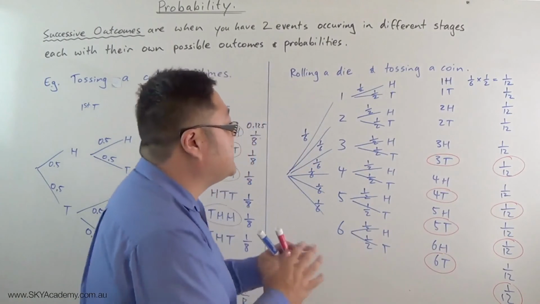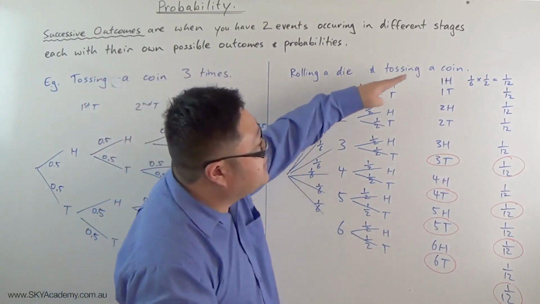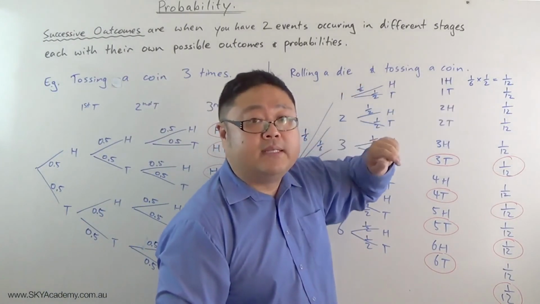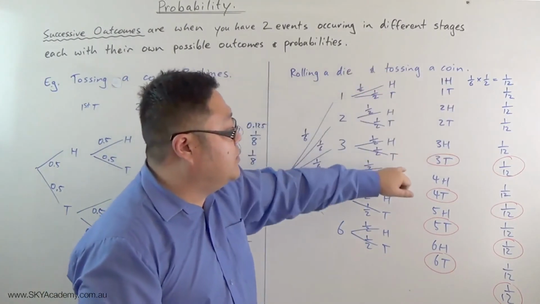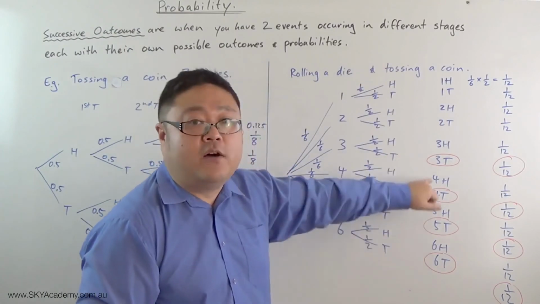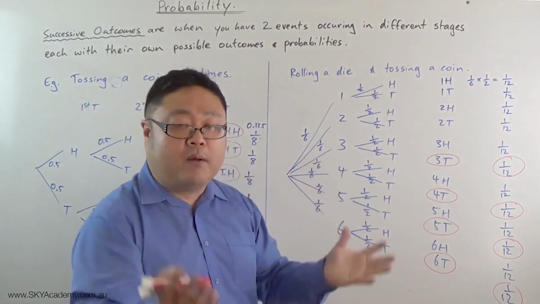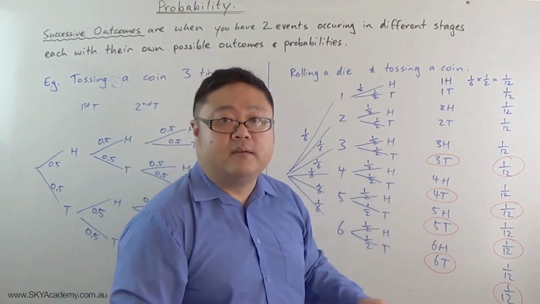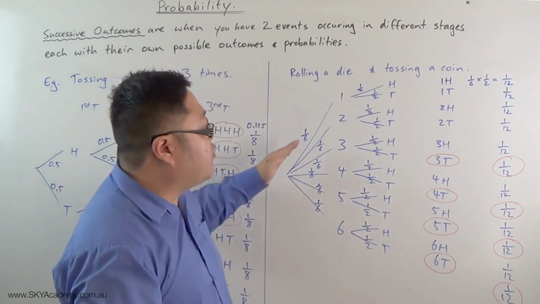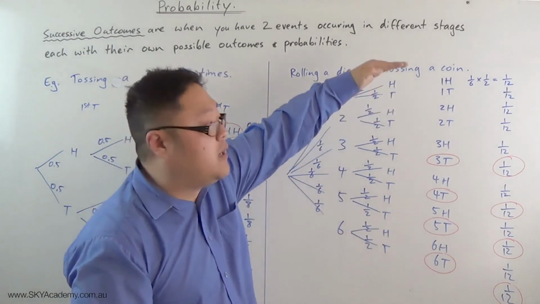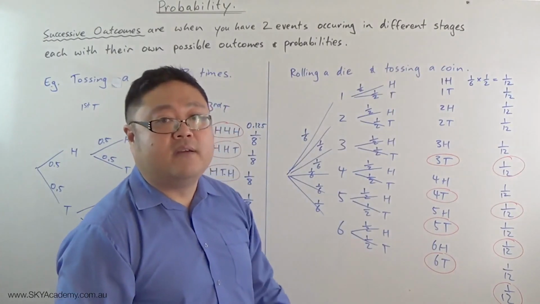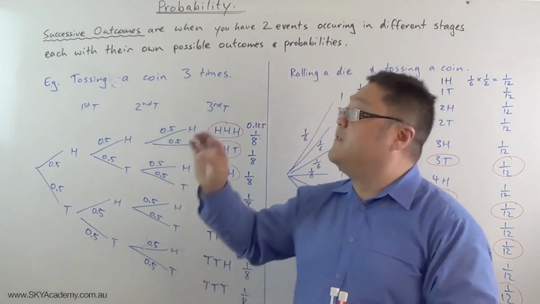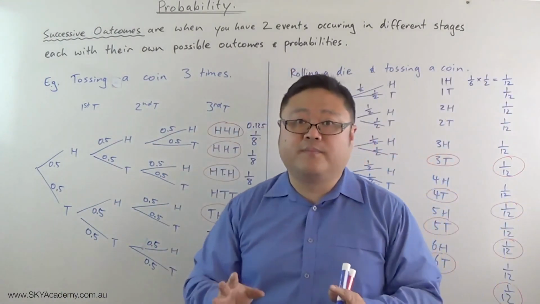Okay? So just to summarize, as you go across the branches to get to an outcome, you multiply the probabilities together. As you combine the probabilities of the outcomes to get the probability of a number of events, you add the probabilities. Okay? So going across, you multiply. Going down, you add. And that's basically how the probability of successive events goes. All right.